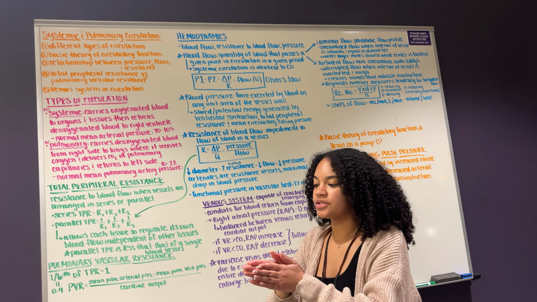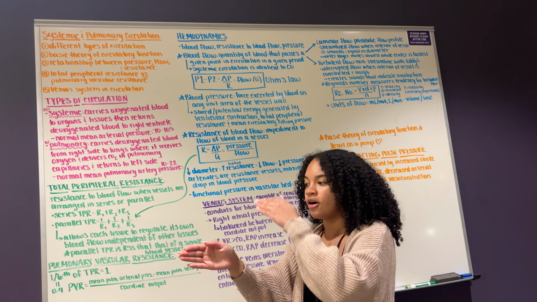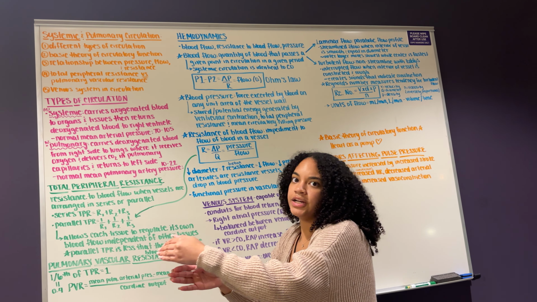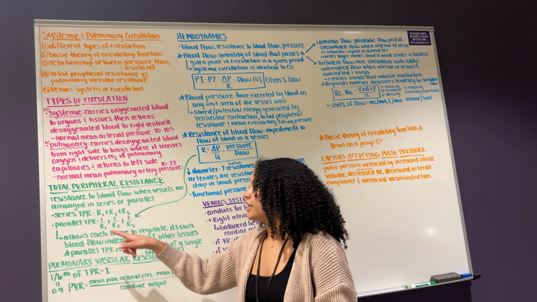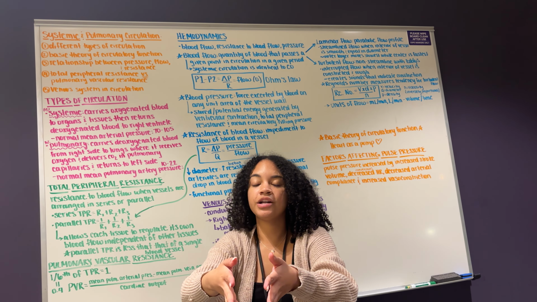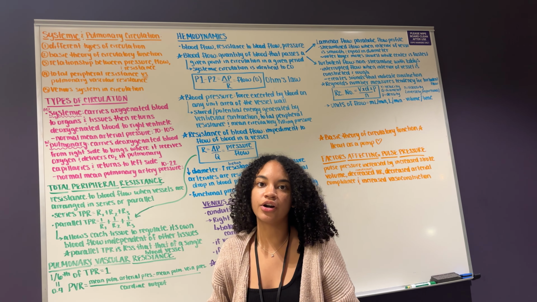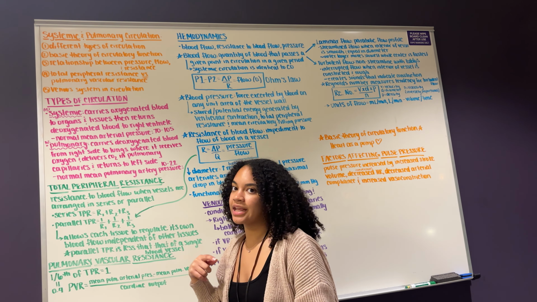Series is just the blood vessel is one after the next, one after the next. They're together, it's arterial, capillary, venular, vein, they're right behind each other. But then your parallel is when they start to branch and then they run parallel to one another, but they're not one behind the other. They're just running parallel. So here you can see the difference of how that's calculated.